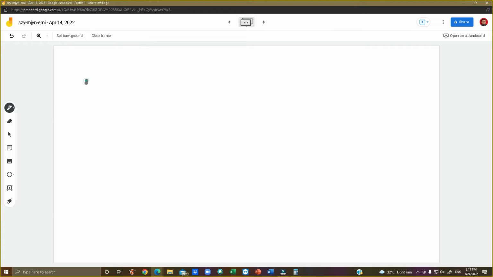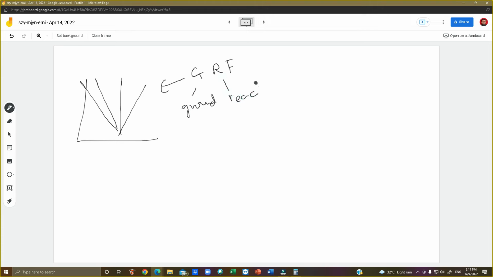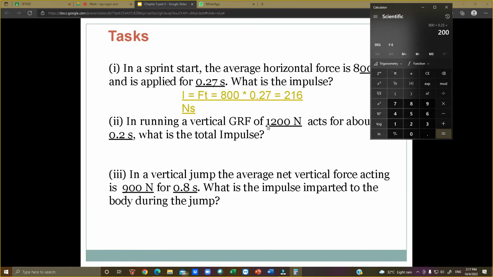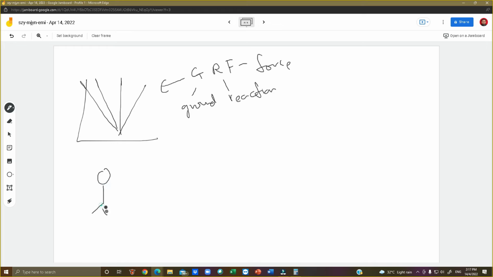Force plate. Kan, bila kita kira force plate, dia boleh bagi you gambar macam ni. This is known as GRF, ground reaction force. And the question said that in running, a vertical GRF of 1,200 Newton acts for 0.2 second. So dia berlari, and setiap kali dia push to the ground, it yield a figure of 1,200 Newton. And every single step, it took 0.2 second.